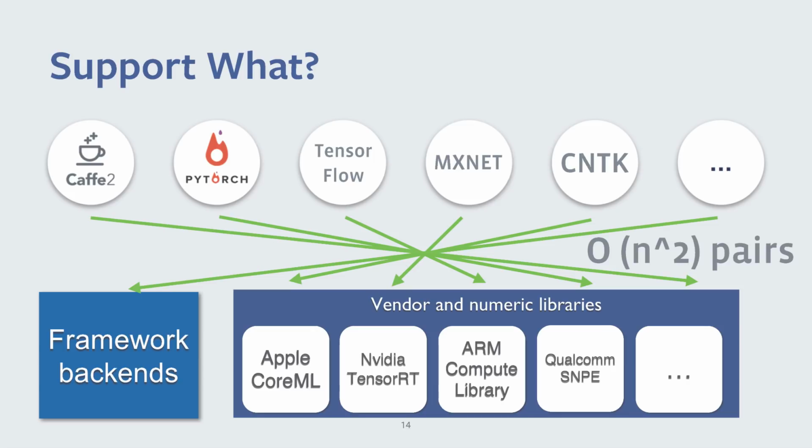Especially the model formats are very different. So when you do training using one framework, you cannot even port to another framework. And on the other side, on the hardware vendor and numerical library side, we have a lot of different choices as well. Just to give an example, like Apple Core ML, NVIDIA TensorRT, Compute Library, Qualcomm Snapdragon, and many more. If we draw a line between each framework and each vendor, that's n square pairs. And each vendor is very confused about which framework to support and how to support them, because they also have very limited resources. So that is our current situation before.